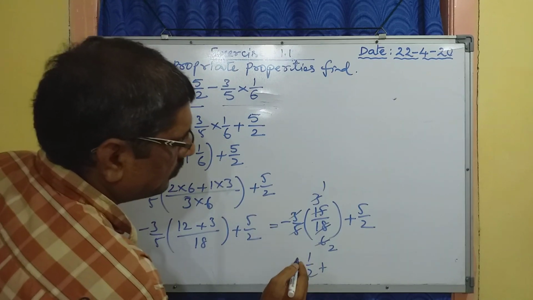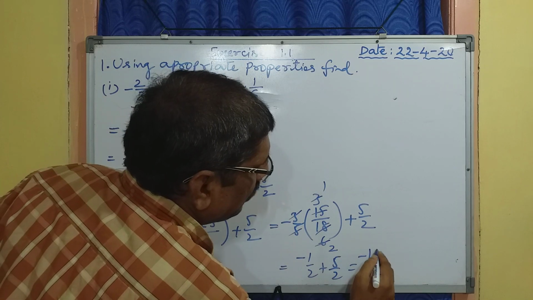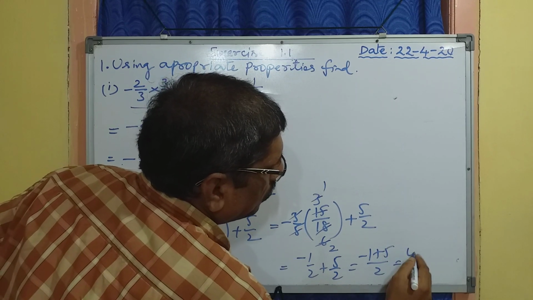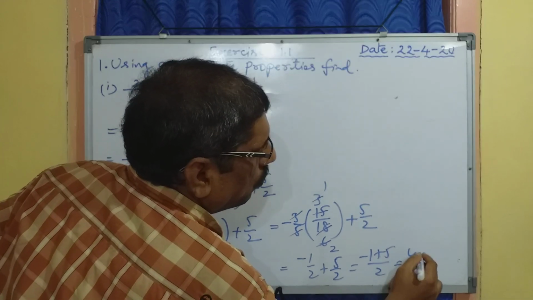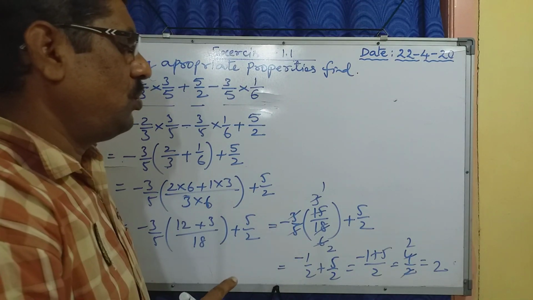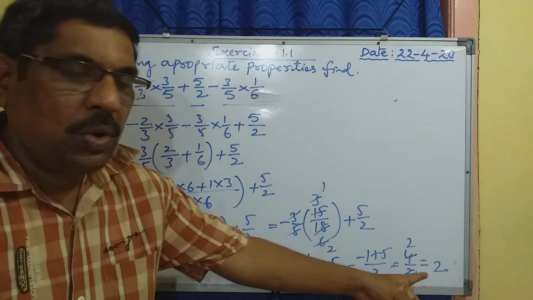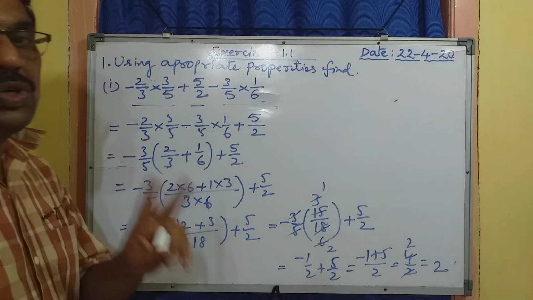Here we have minus 1 by 2 plus 5 by 2. So minus 1 plus 5, whole by 2, can be written as 4 by 2. 4 by 2 is 2. The final answer is 2. So we can find this value. We got 2. In this procedure we have used two properties.